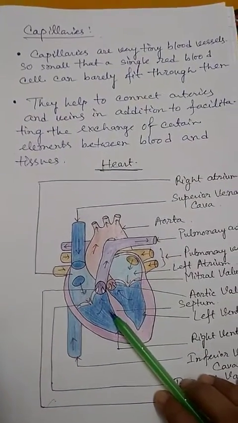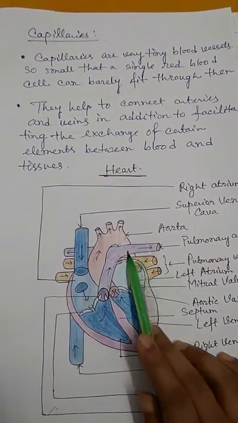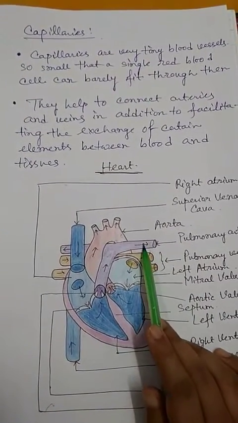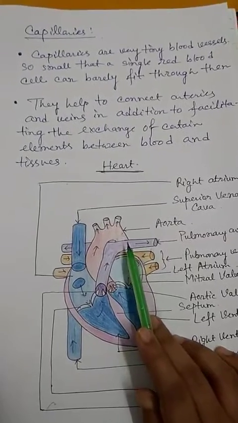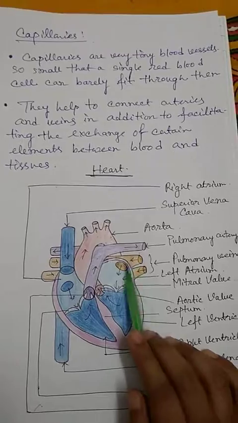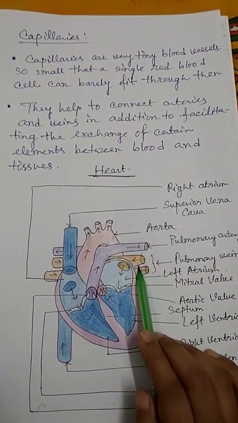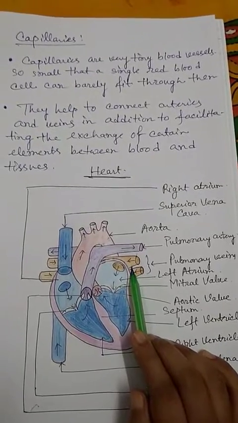Here you know that though it is the pulmonary artery, it is carrying the deoxygenated blood. This is the exception of artery. And though these are the veins, they are carrying oxygenated blood. These are the exception of veins.